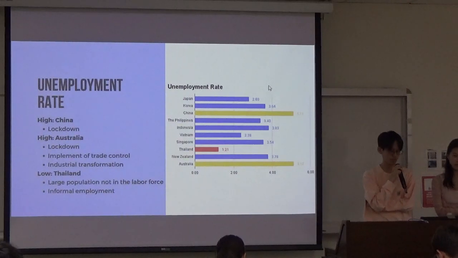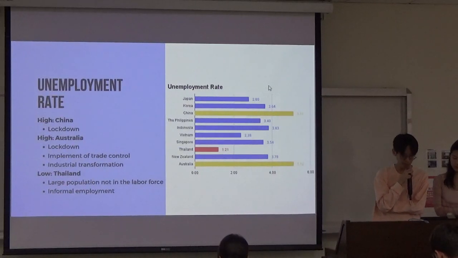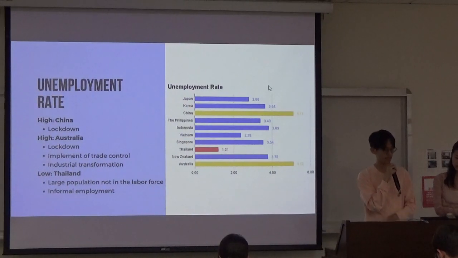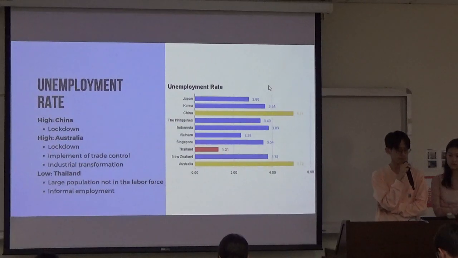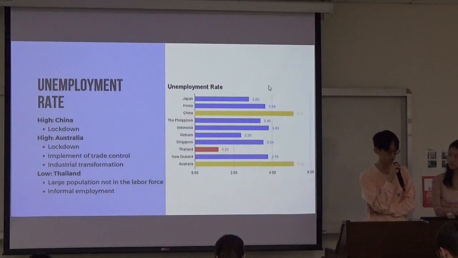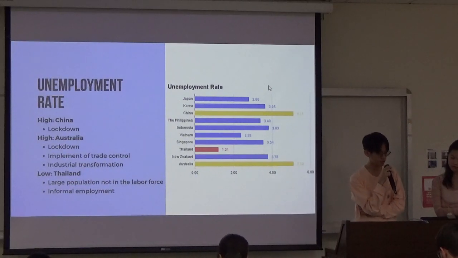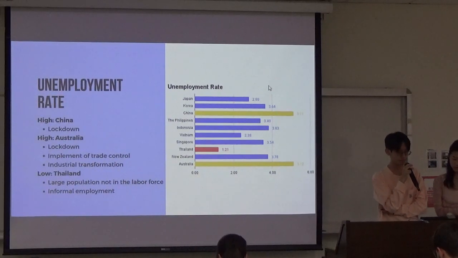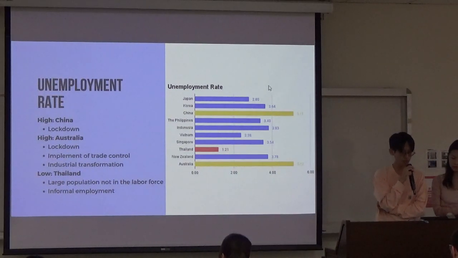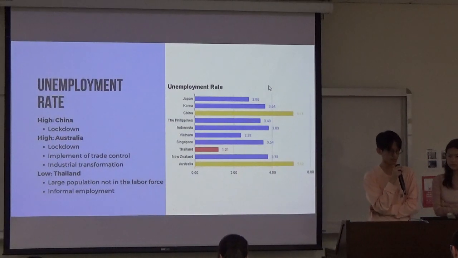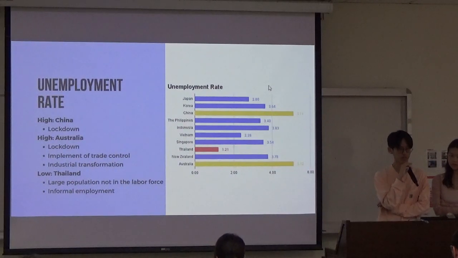And as for unemployment rate, China and Australia have high unemployment rates due to the lockdown in 2021. Also, Australia was undergoing industrial transformation, switching its focus from the mining and agriculture industries to the service industry. As for Thailand, its unemployment rate has remained low for years, because a lot of people in Thailand are not counted in the labor force, so their unemployment rate is low.